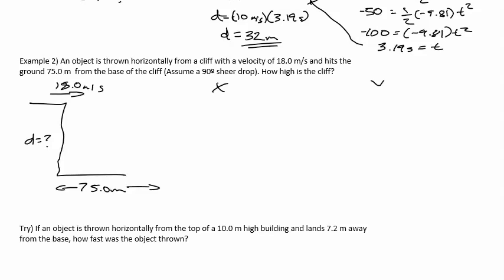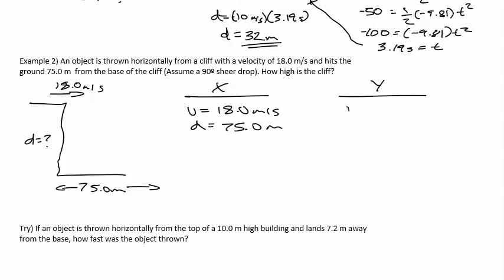Separating the x and the y, we know that we've got this as being 18.0 meters per second. We know the displacement is 75.0 meters. We know the initial velocity is equal to 0 in the y direction because it's a horizontal projectile. And we know the acceleration is equal to negative 9.81 meters per second squared. In order to find the height, this displacement, we're going to need to find something else, but we know that the one thing that crosses over is time.